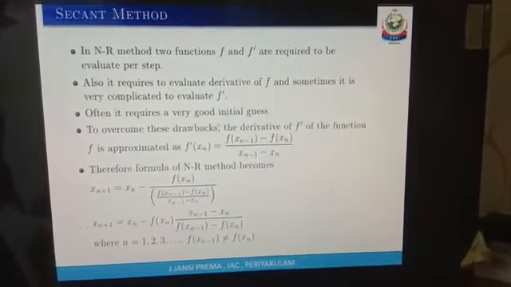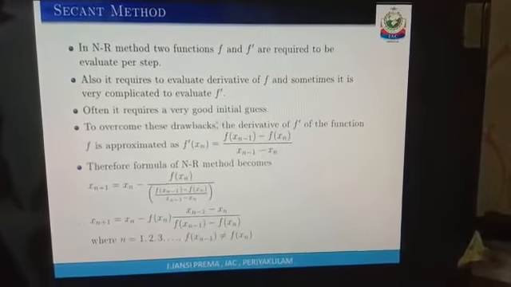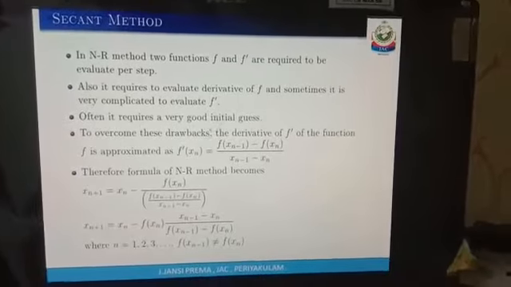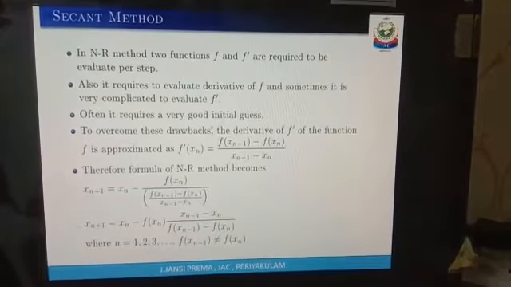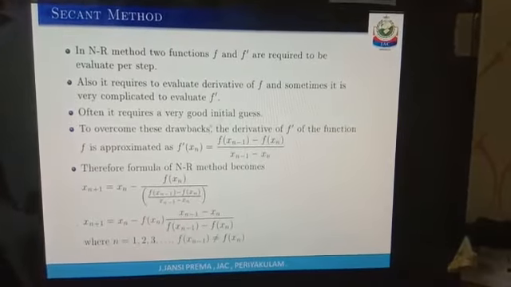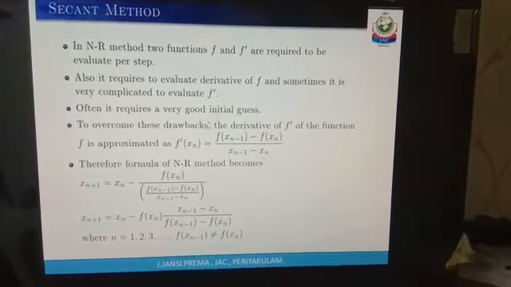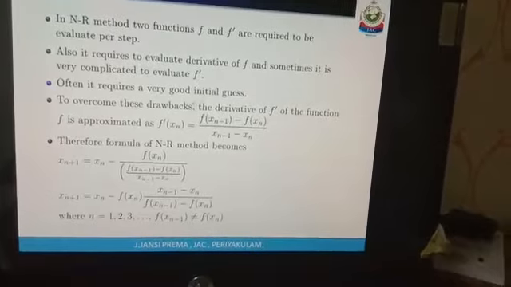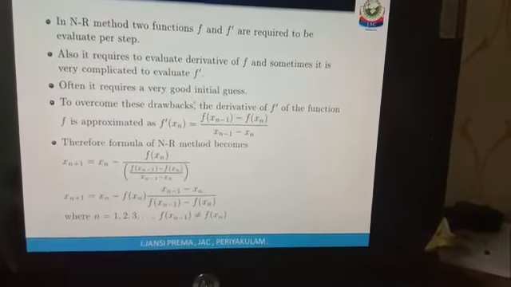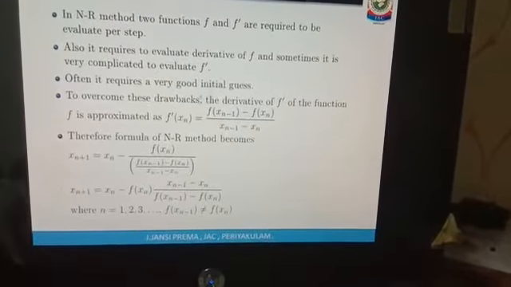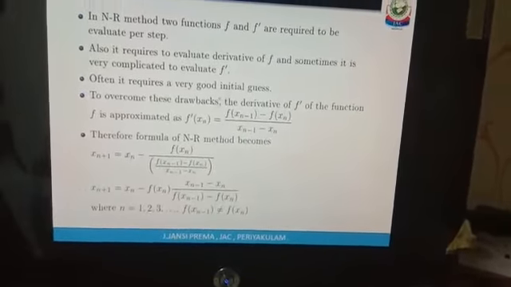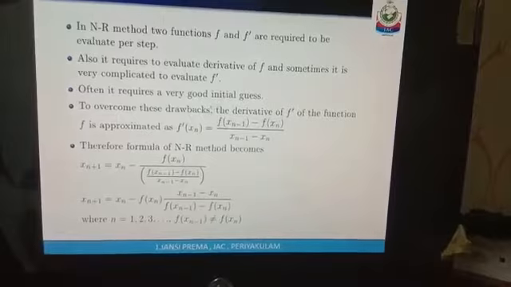In the NR method, two functions, f and f dash, are required to be evaluated per step. It is also required to evaluate the derivative of f, and sometimes it is very complicated to evaluate f dash. Next, from this we get the approximation of f dash of xn. After that, x(n+1) = xn - f(xn) / [(f(xn-1) - f(xn)) / (xn-1 - xn)].